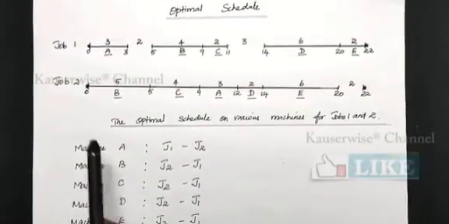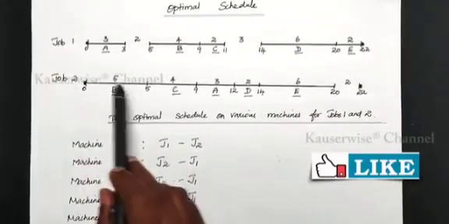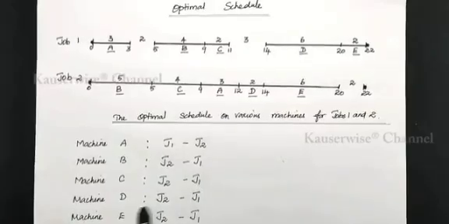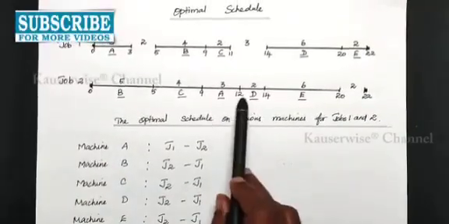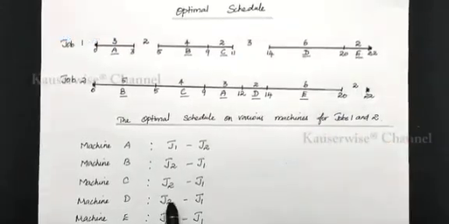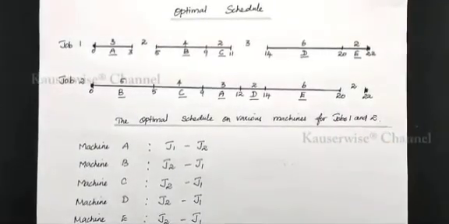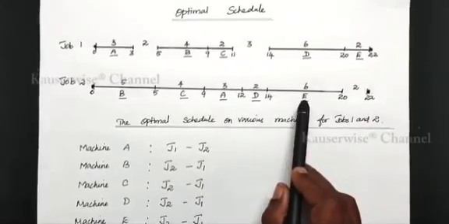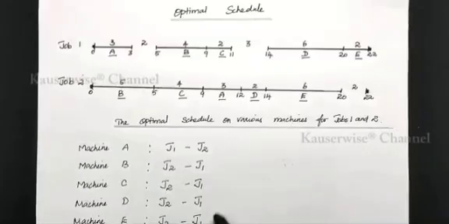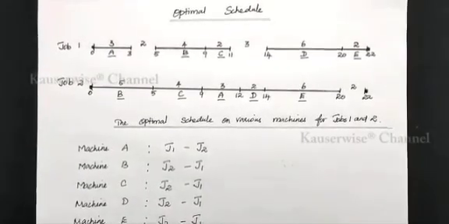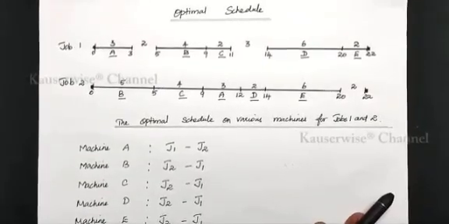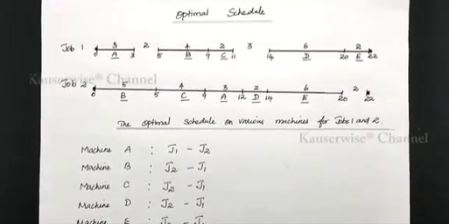Next one, machine C. So machine C processing job 2 first and then processing job 1. So 2 and 1. Then machine D processing job 2 first and then processing job 1. 2 and 1. And finally, machine E processing job 2 first and then processing job 1. So 2 and 1. So this is the optimum schedule on various machines for job 1 and job 2. So this is the way to solve processing 2 jobs through M machines.